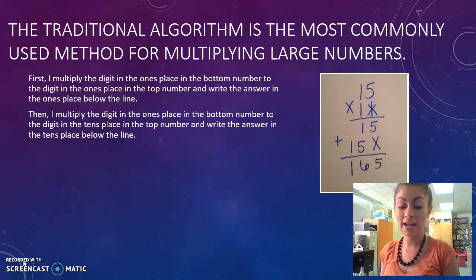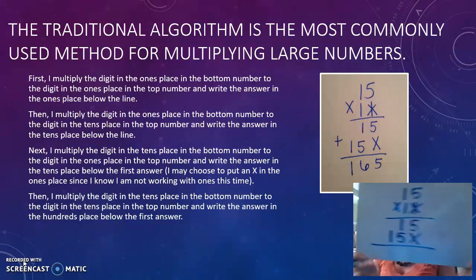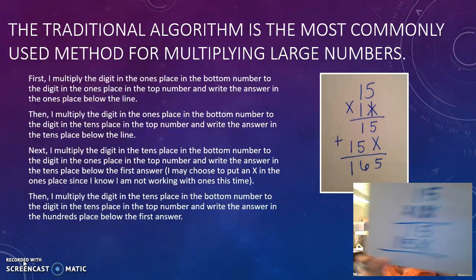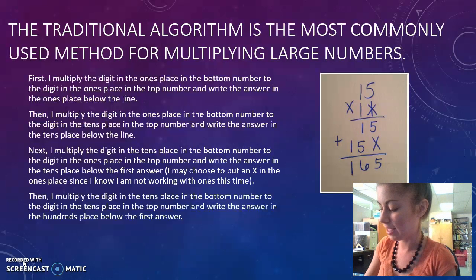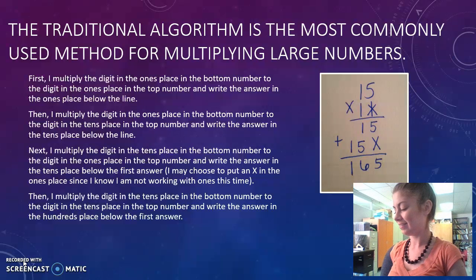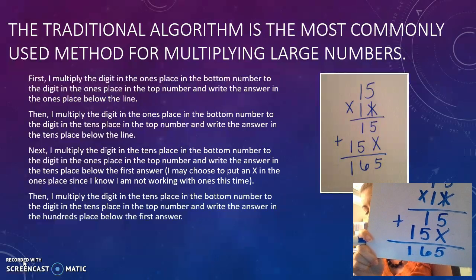If you want, you can put an X in your ones place there, just so you make sure that you don't accidentally slide your numbers over into the wrong place. I'm just going to add those up. 5 plus nothing is 5. 5 plus 1 is 6. 1 plus nothing is 1. And we get our answer of 165.